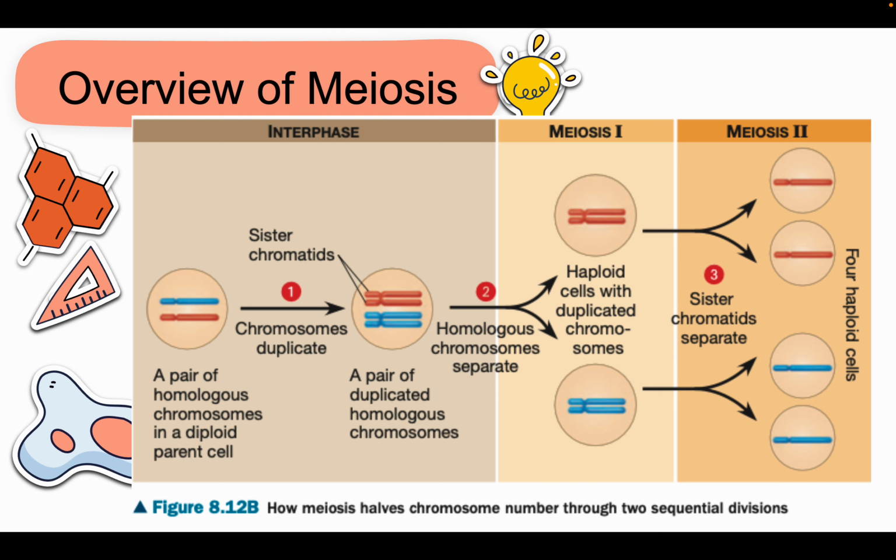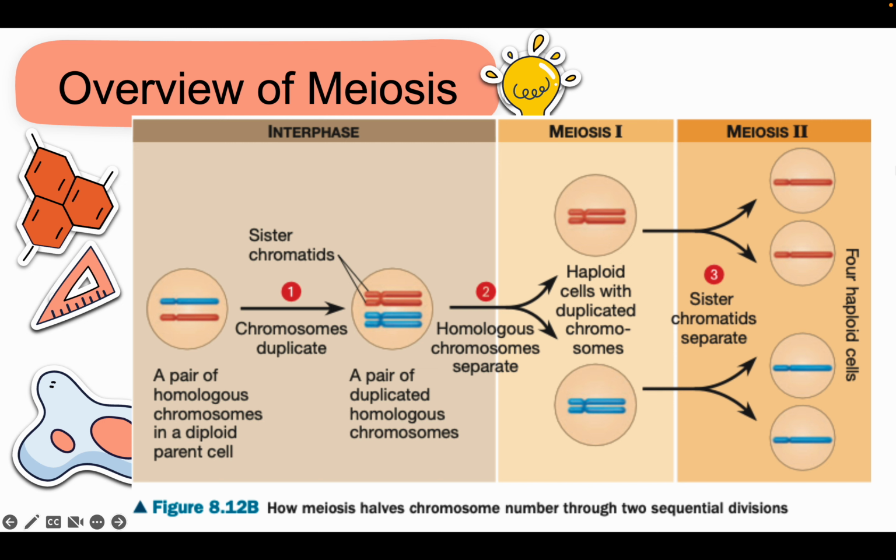In metaphase 1, these paired homologous chromosomes line up along the cell's equator. During anaphase 1, the homologous chromosomes are pulled apart and moved to opposite ends of the cell. In telophase 1, two haploid daughter cells are formed, each containing one set of chromosomes. These chromosomes are still in duplicated form, each with two sister chromatids.